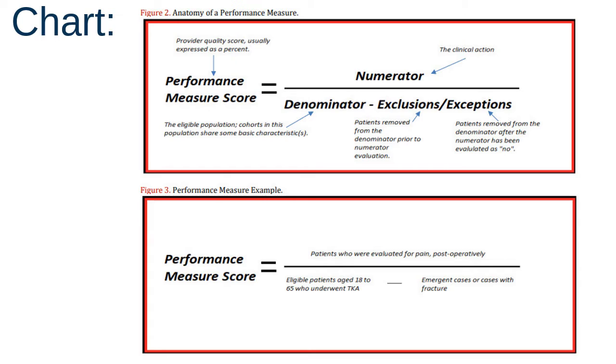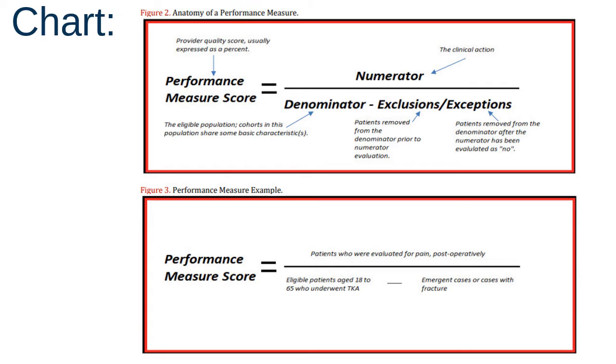Let's take a look at the anatomy of a performance measure. Figure 2 illustrates how a quality measure performance rate is calculated. The dividend is the denominator of all measure-eligible patients. The divisor is a subset of patients from the denominator who receive the quality-related service. Patients with clinical exclusions are removed from the denominator. The quotient is the performance measure score, which is usually expressed as a percentage.